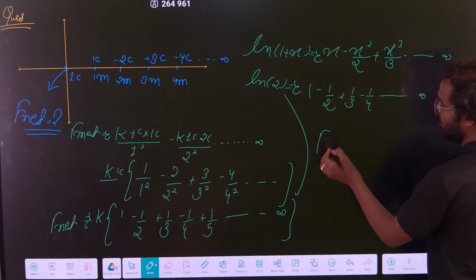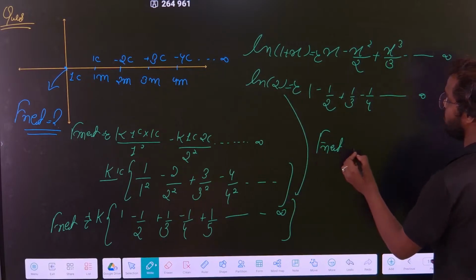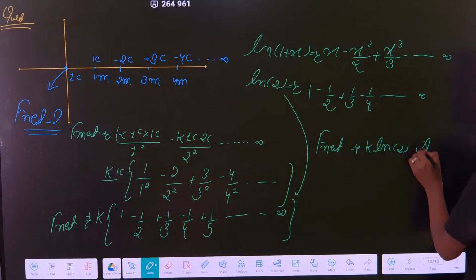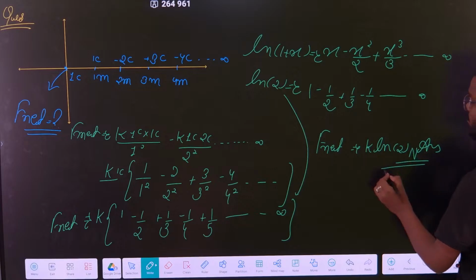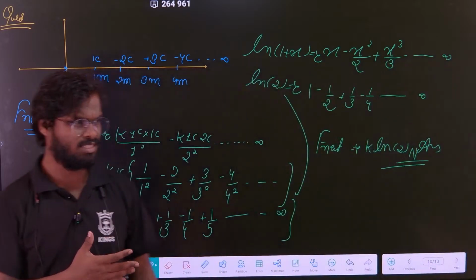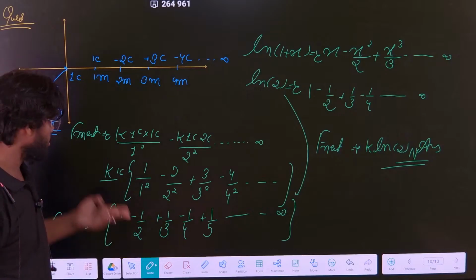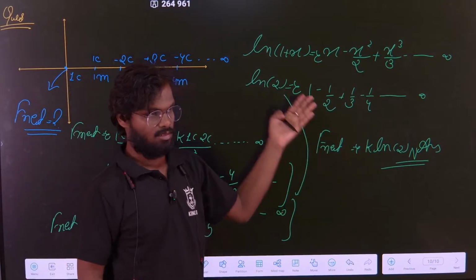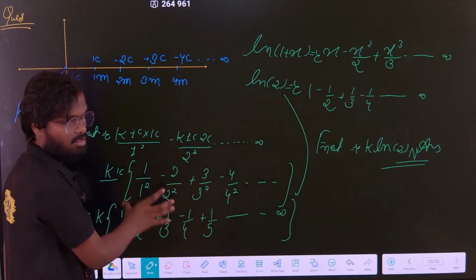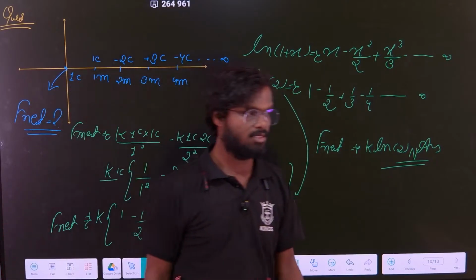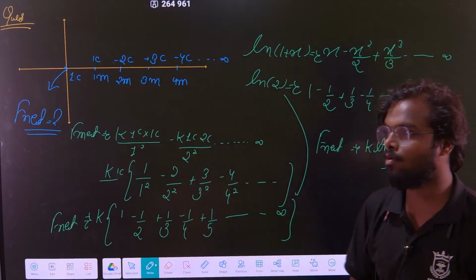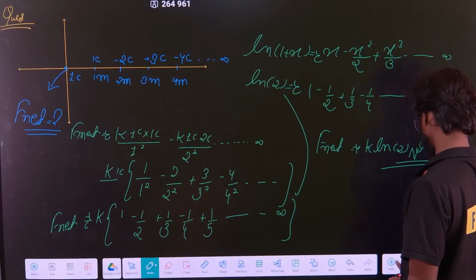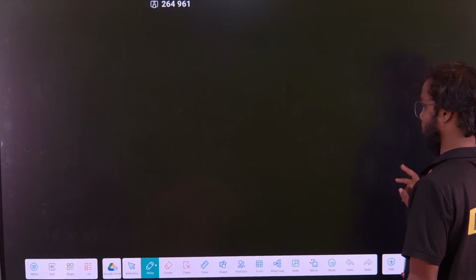So what is my F net? F net will be equal to K ln 2. Answer in Newton. Simple mathematics. There is no physics in the rest, only this much is the physics and everything else is mathematics. Clear? This is how I am telling you what type of questions can come. I am framing the questions. Okay, let's proceed further. I hope no one has a doubt.